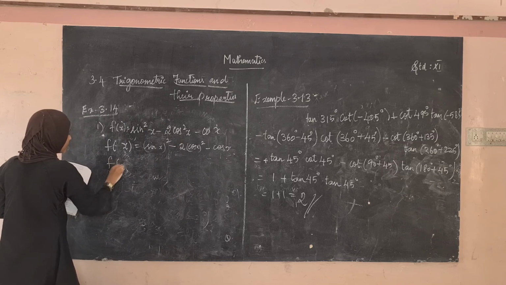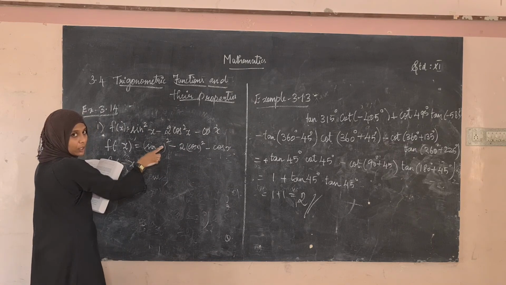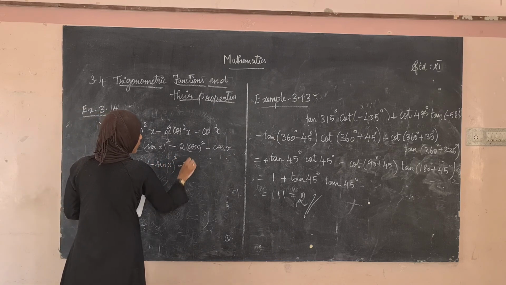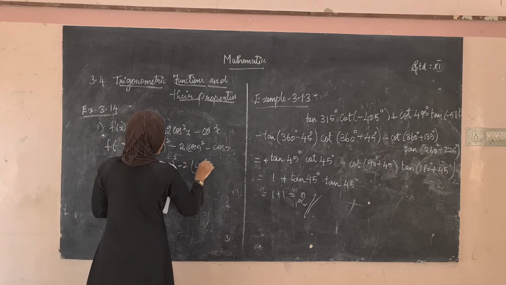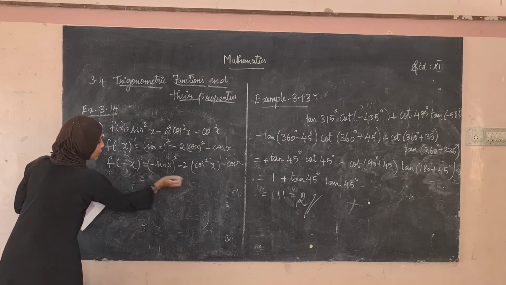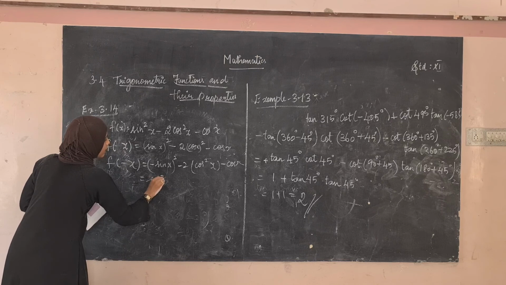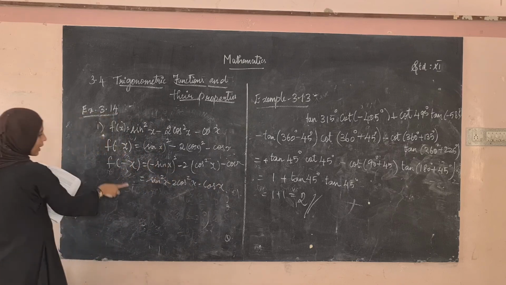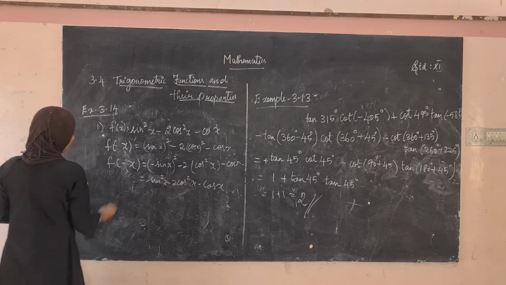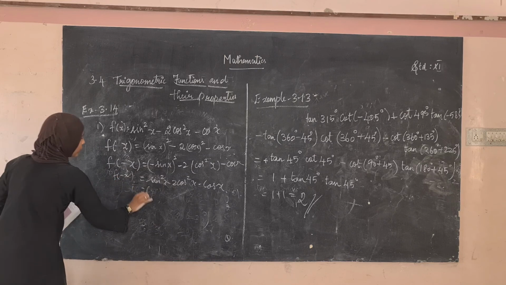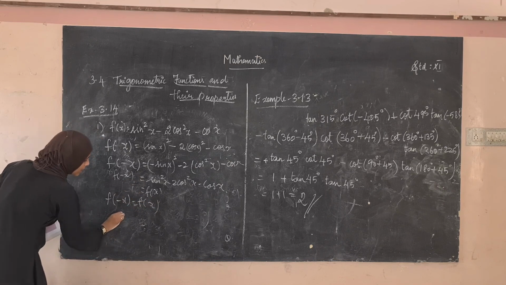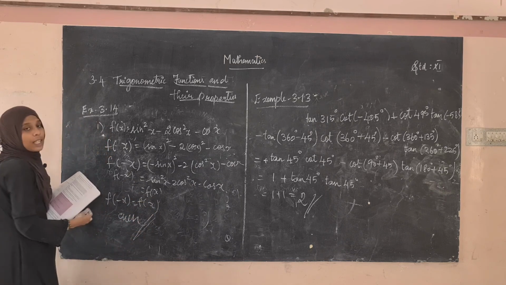So f of minus x. Now we are taking f of minus x. Instead of x you have to substitute minus x. Sin of minus x is minus sin x the whole square. Minus 2 into cos of minus x is cos x, cos square x. Cos of minus x is cos x. So with this minus, what happens? Minus into minus, plus, it becomes plus. Therefore sin square x minus 2 into cos square x minus cos x. This is what they have given, right? Therefore this is f of minus x, and this is equal to f of x. Therefore f of minus x is equal to f of x. Therefore the given function is the even function.